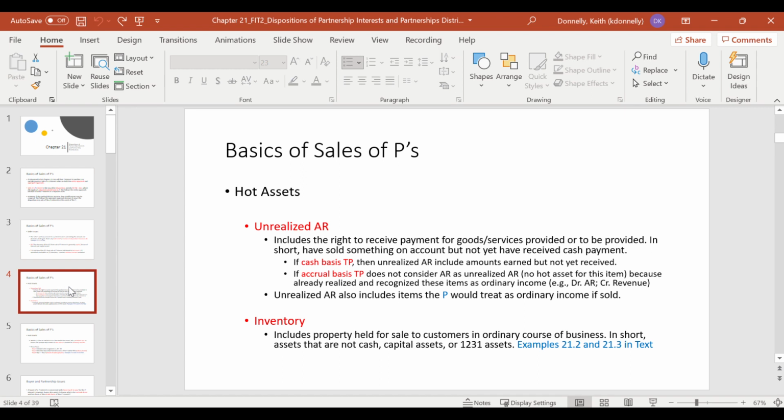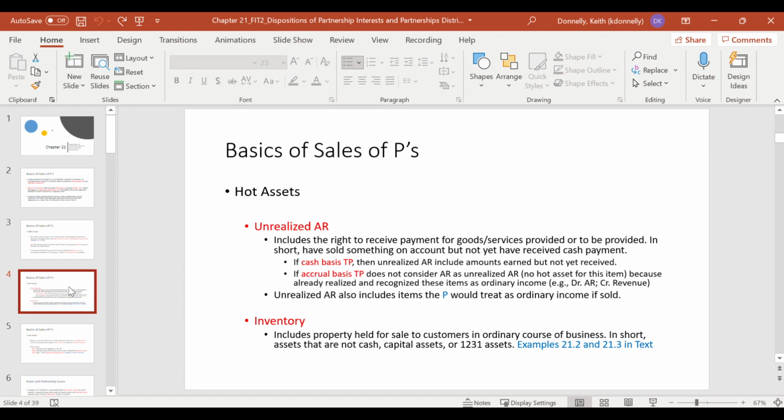And you can see there, right, at that point in time, even though you haven't received the cash yet, you do recognize the income. However, with regard to cash basis taxpayers, they only include the income when it's a cash inflow. So if they make a sale on account, they're not going to have any income there until they actually collect the account receivable, because that's when there's the cash inflow.